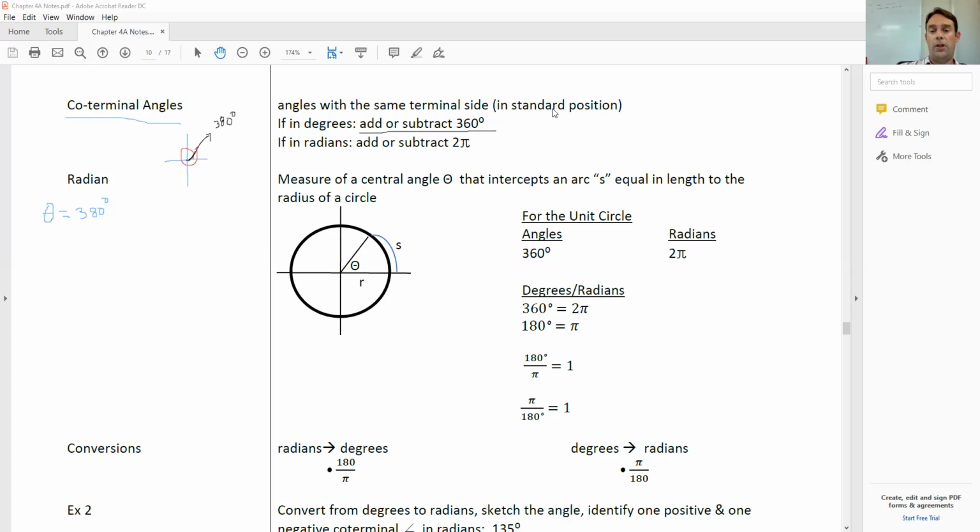The technical way to look at it is this. In degrees, I would add or subtract n times 360 degrees, and n is the number of rotations. If n is positive, that means I'm spinning in a positive direction. If n is negative, I'm spinning in a negative direction. So, why don't you guys pause the video and see if you can come up with a positive coterminal angle to 380 degrees and a negative coterminal angle to 380 degrees.